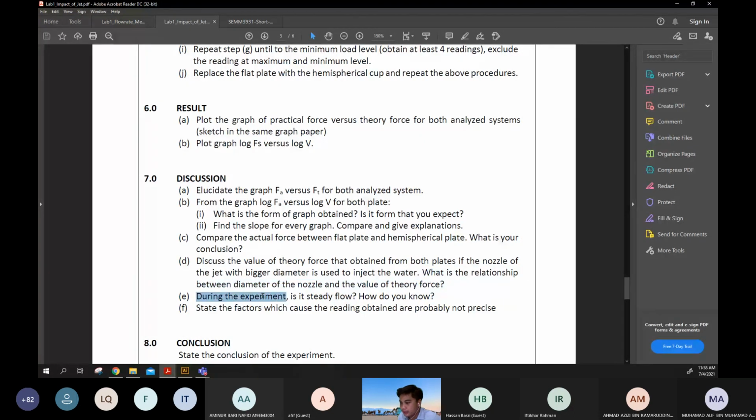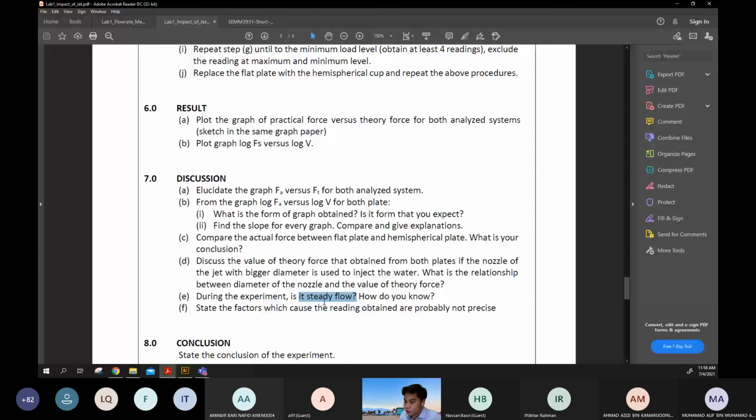During the experiment, is it steady or unsteady flow? How do you know? You need to know based on the experiment, alright? You try to find on your own, but I can give you a hint: when it is steady, there is no air bubble. Okay, there is no discontinuity. So that is the part that you need to include in your discussion.